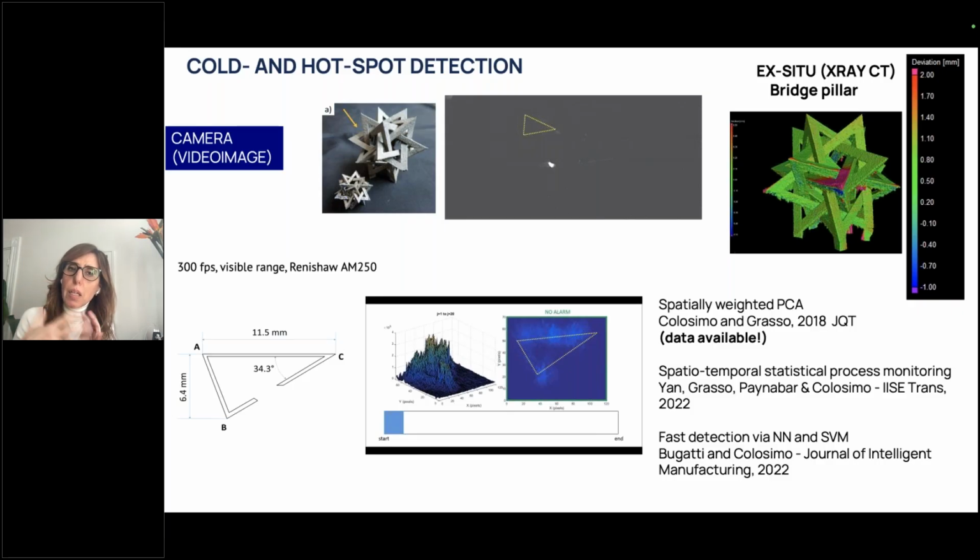So we have been publishing three approaches for solving this hotspot detection problem. The first one was based on spatially weighted principal component analysis. The second one is a spatio-temporal statistical process monitoring solution, together with Jan and Paynabar and Marco Grasso, so the group at Georgia Tech. And the last one uses a pure neural network solution with some support vector machine idea, just to say that you can solve the problems from different perspectives and different angles with many different solutions.